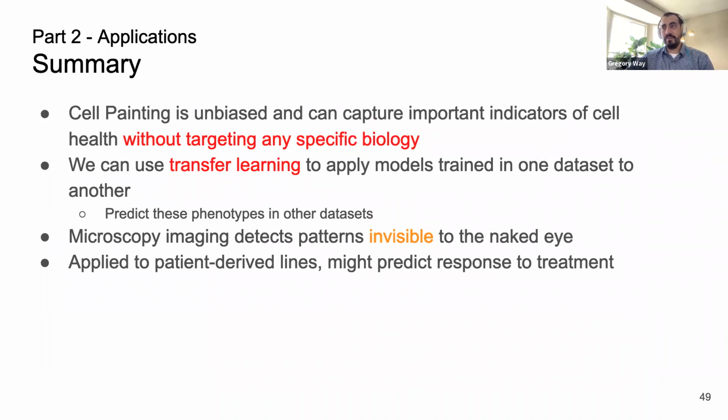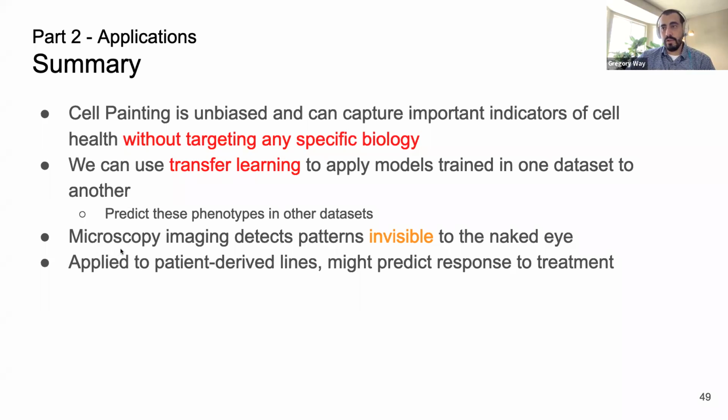So as a summary, cell painting is unbiased and can capture important indicators of cell health without targeting any specific biology. We can use transfer learning across different cell painting data sets. We might have to consider the cell type, and it might not work in every cell type, but in general, we can use transfer learning to apply these models to predict phenotypes in different data sets.